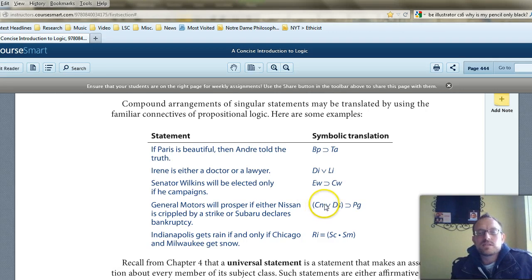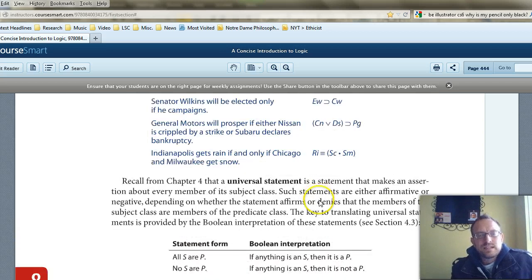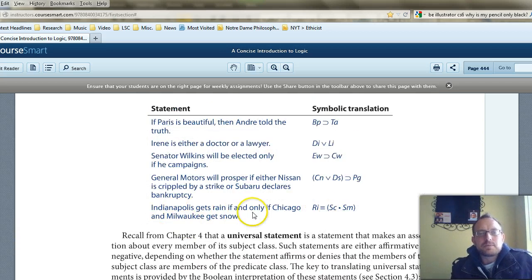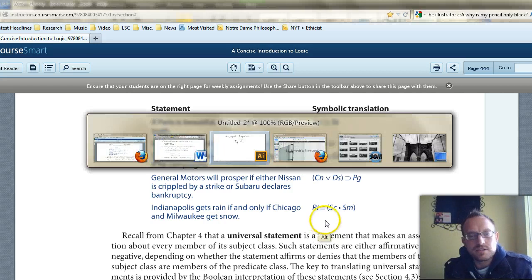Because originally we would have said N or S, then G, but now we're including the predicates additionally, okay? And here's, of course, another one. Indianapolis gets rain if and only if Chicago, right? Biconditional, and Milwaukee gets snow, right? Well, if Chicago and Milwaukee both get snow, that's going to be SC and SM, right? If and only if, right? It rains in Indianapolis, right? So that's how that statement gets built, okay?